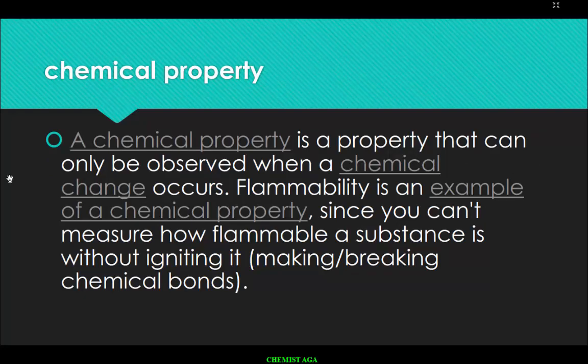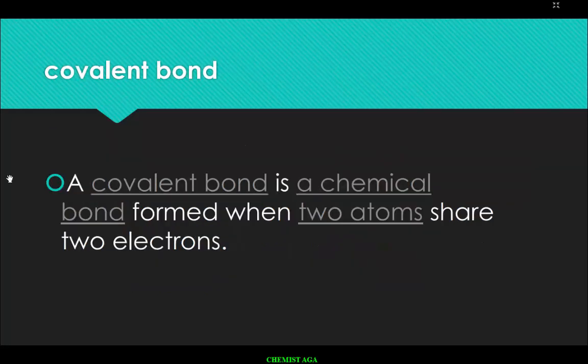Chemical property. A chemical property is a property that can only be observed when a chemical change occurs. Flammability is an example of a chemical property, since you can't measure how flammable a substance is without igniting it, breaking chemical bonds. Covalent bond. A covalent bond is a chemical bond formed when two atoms share two electrons.